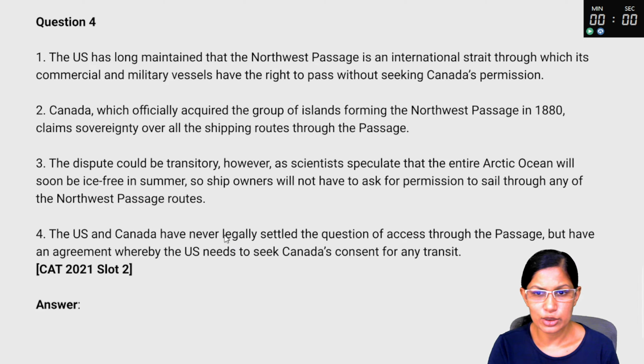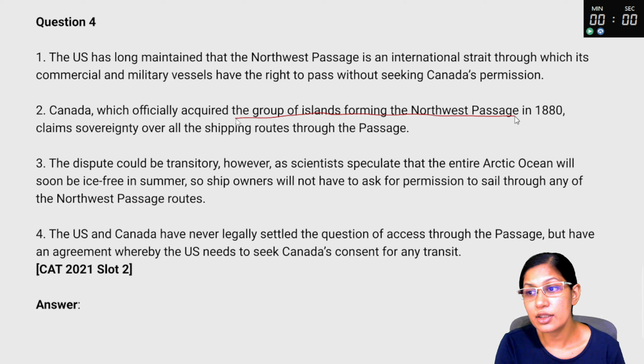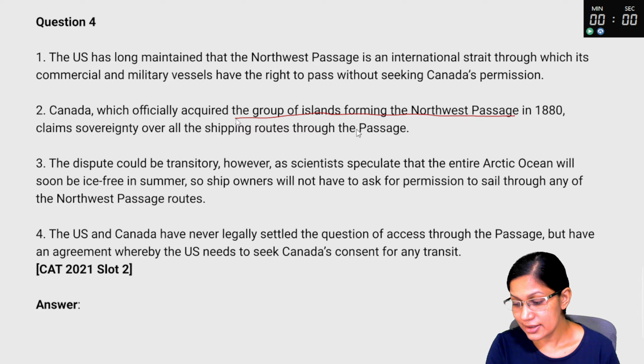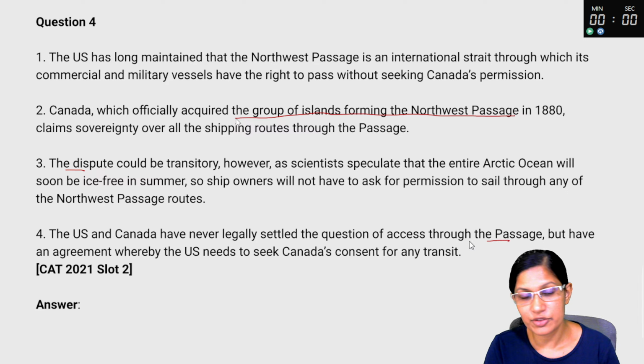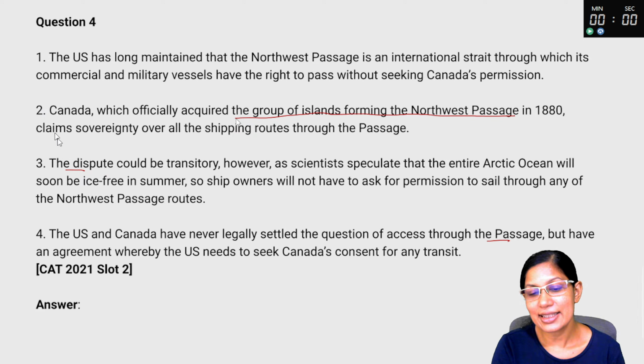So what I'll do is I'll explain the sequence and I'll quickly explain why the others cannot be the first sentence, right? So if you see, the US has maintained that the Northwest Passage, so this is about the Northwest Passage. This is where we understand what the Northwest Passage is, right? So this is something which has to come before this sentence comes. This is speaking about the dispute. So again, when we are saying the dispute, that means we're speaking about a specific dispute. So you need to have the explanation of the dispute before this sentence comes. And again, for the passage, you've got to have the description of the passage itself before. So if you see, it's coming in statement 2.